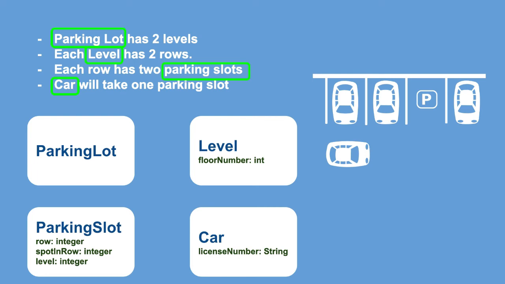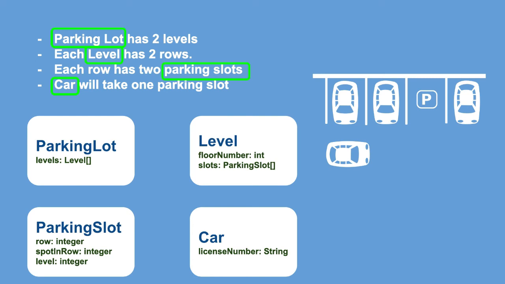Now let's analyze the relationship between these classes. The parking lot has several levels. That means there is a composition relationship, so one of the fields in the class parking lot will be a list with levels. Levels have several parking slots, so there is a composition relationship as well. So one of the fields in the level will be an array or a list of parking slots.